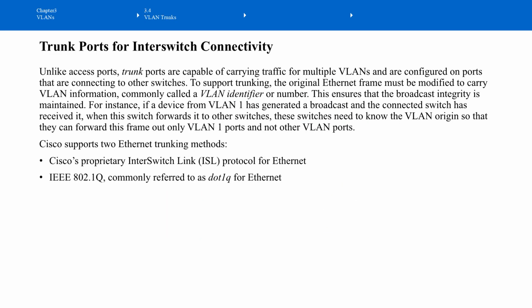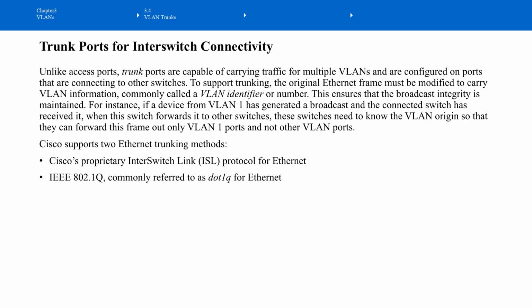Unlike access ports, trunk ports are capable of carrying traffic for multiple VLANs and are configured on ports that are connecting to other switches. To support trunking, the original Ethernet frames must be modified to carry VLAN information, commonly called the VLAN identifier or the number. This ensures that the broadcast integrity is maintained.